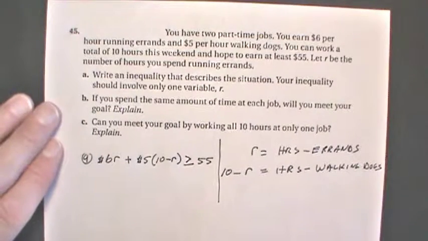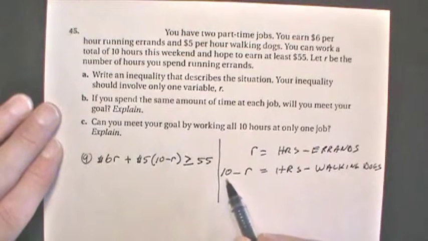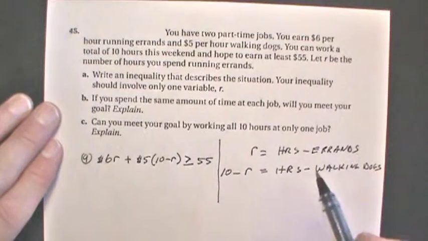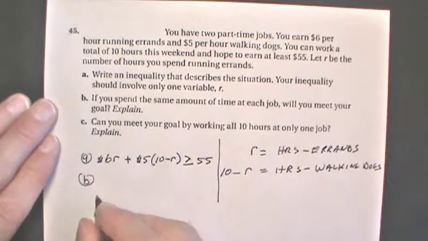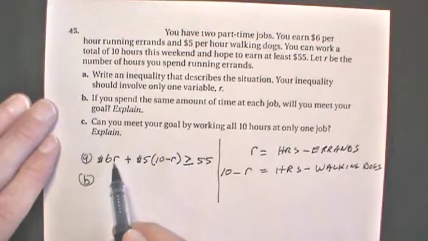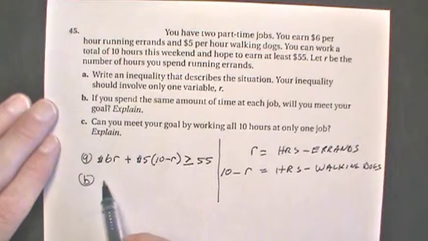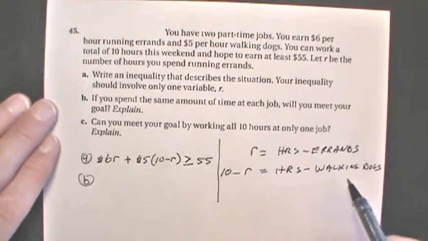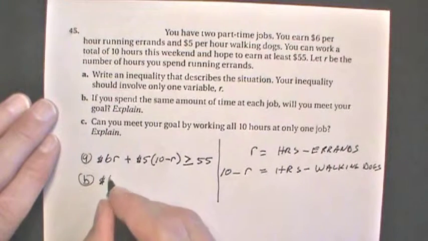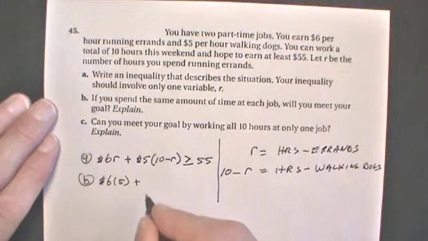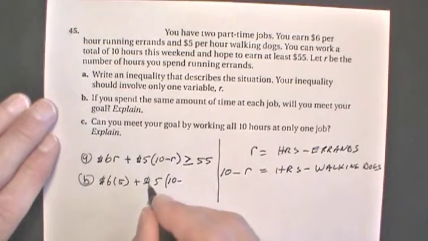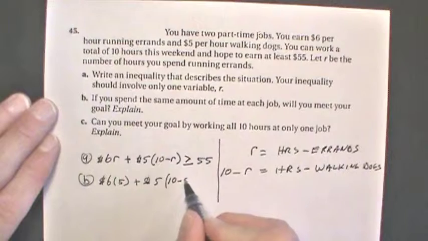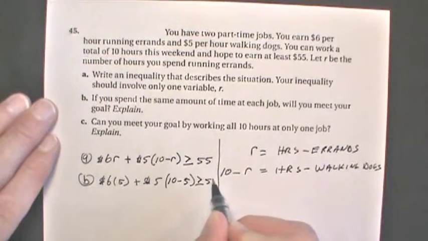Problem B, if you spend the same amount of time on each job, will you meet your goal? So if we're working 10 hours and we spend the same amount on each job, we're going to do 5 and 5. So for B, we're going to substitute R for 5, because that's half for errands and 5 for walking dogs. So we're going to have 6 times 5 plus 5 times 10 minus, our hours are going to be 5, greater than or equal to 55.